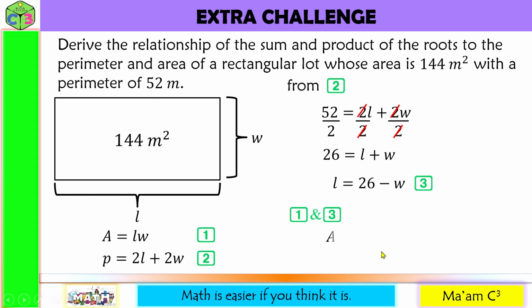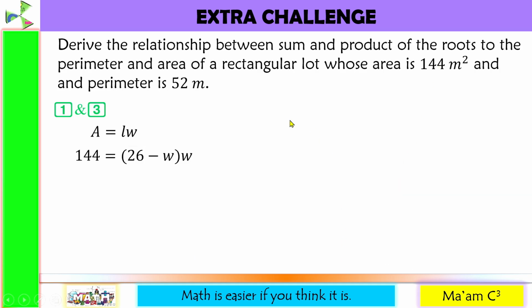Area is equal to length times width. We are given the area here, 144. And we have now the value of L, which is 26 minus W. Let us substitute these two in our equation.